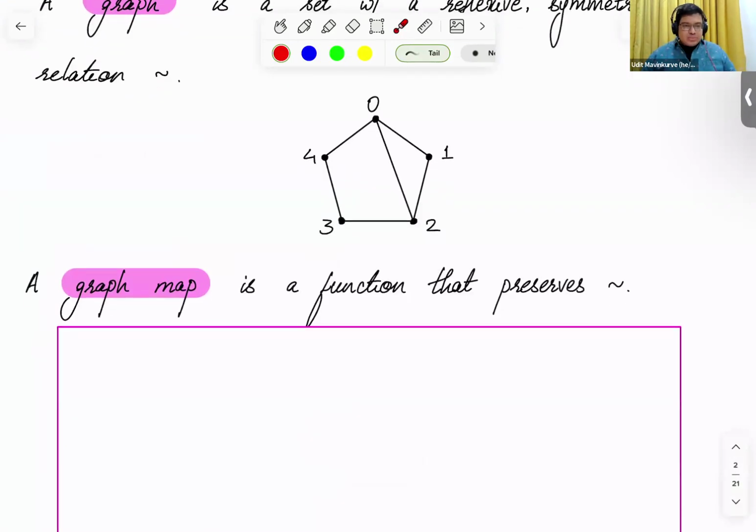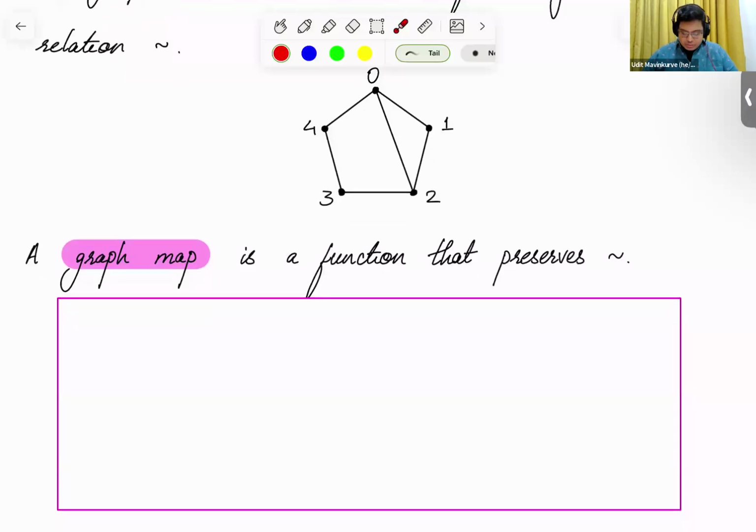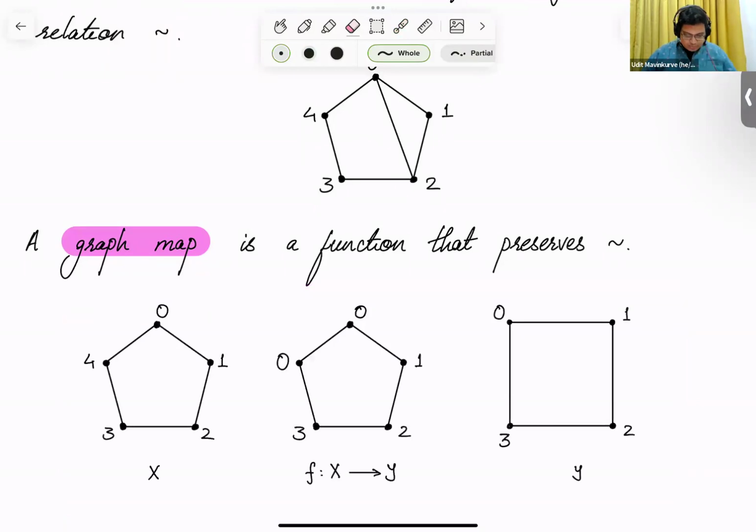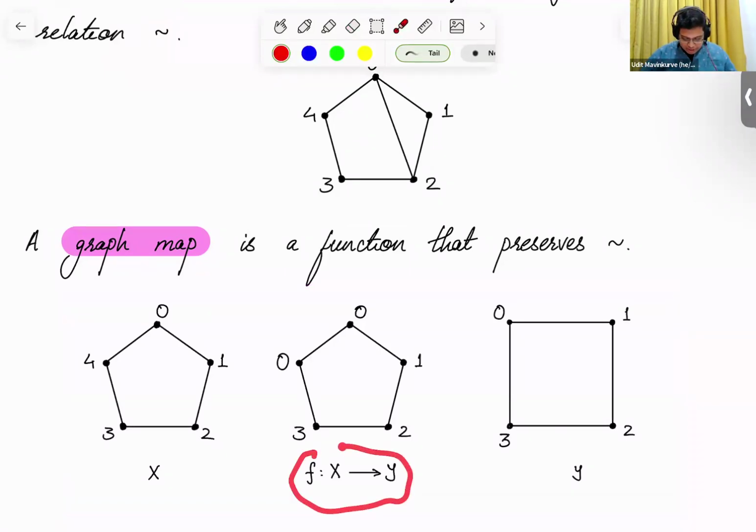The correct notion of morphism for the discrete setting is a graph map. It's just a function that preserves this relation. We're going to depict graph maps like this. Suppose you want to depict a graph map from X to Y. This is how we're going to draw it.